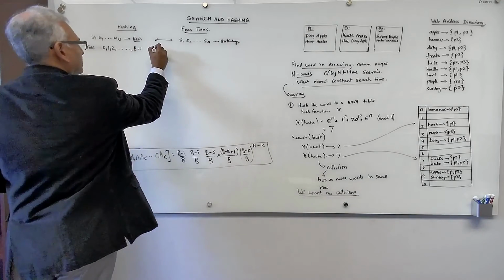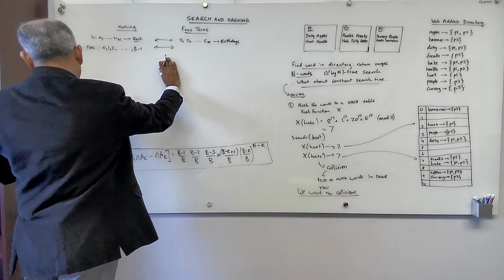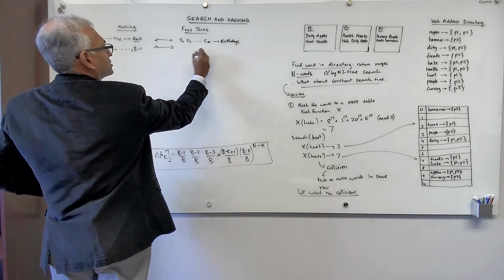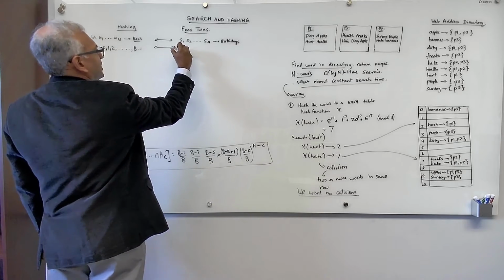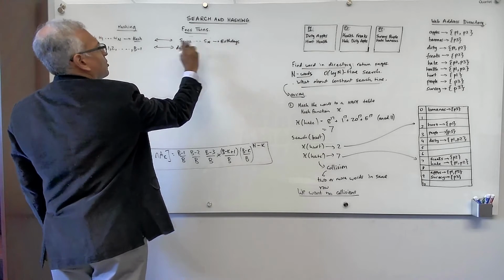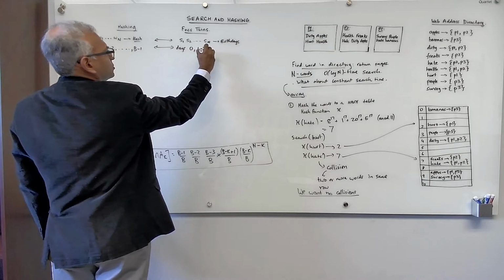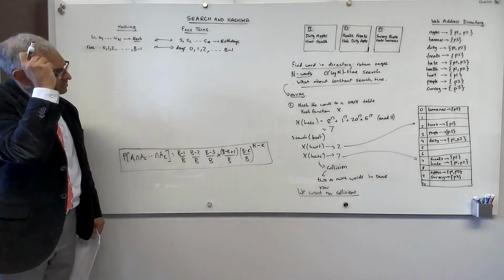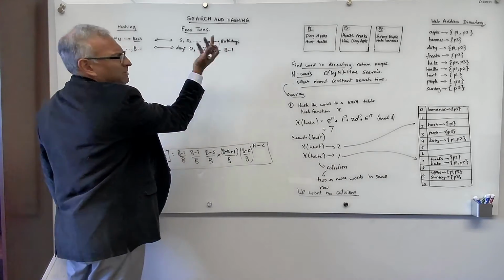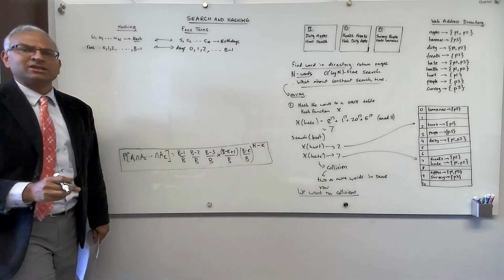Okay. And in the FOCS-twins scenario, students are born on days 0, 1, 2 up to b minus 1. Okay, so you have b birthdays. We started them before at 1, but we can start them at 0 and then go up to b minus 1.